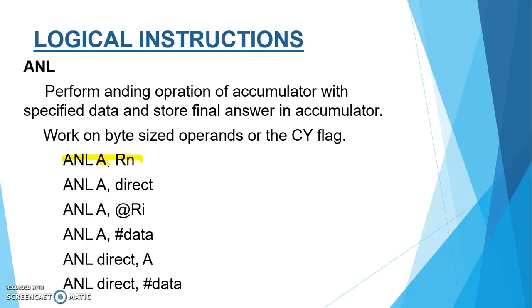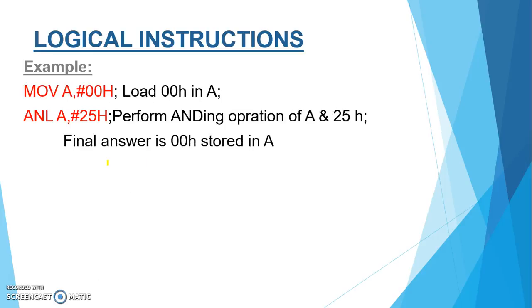Then you can further write the ANL mnemonic in the other two formats, ANL direct, A. Then you can also write ANL direct, #data. Whenever I write the direct word over here, direct means it is the address of an internal RAM memory location.